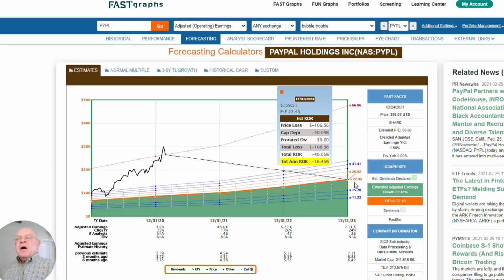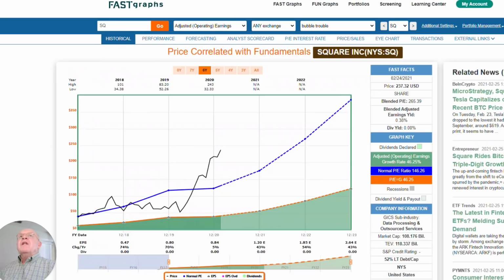That's still a much higher PE than the market typically trades at. So, let's go on. Let's look at Square. This is another one that's extremely popular right now. Data processing and outsourced services, very hot stock.